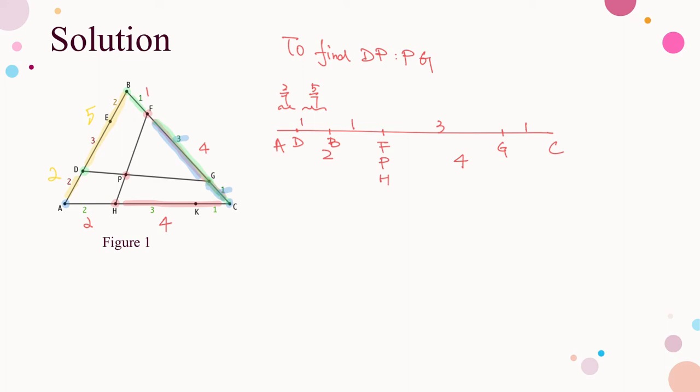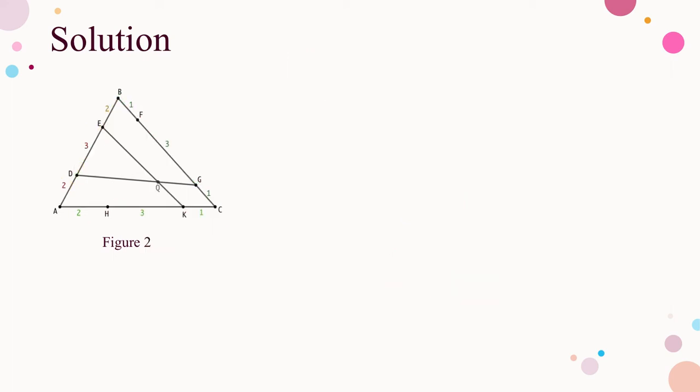From the diagram, we can see the ratio easily. That is, DP to PG equals 5 over 7 plus 1 to 3, that is 4 to 7, same as my previous solution. Use figure 2 for another ratio, DQ to QG. I hope you already get the idea of doing so.